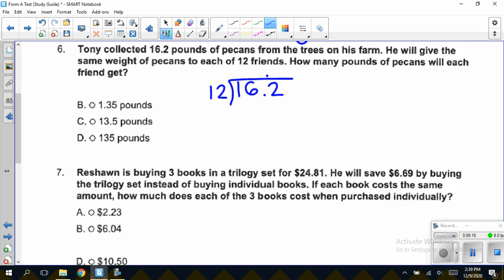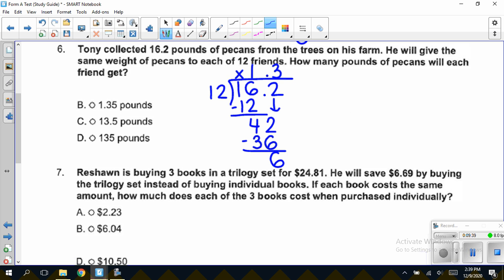Now I can start dividing. 12 does not go into 1, but it does go into 16 one time. 16 minus 12 is 4. I'm going to bring down the 2. 12 goes into 42 only 3 times. 12 times 3 is 36. When I subtract, that leaves me with 6.